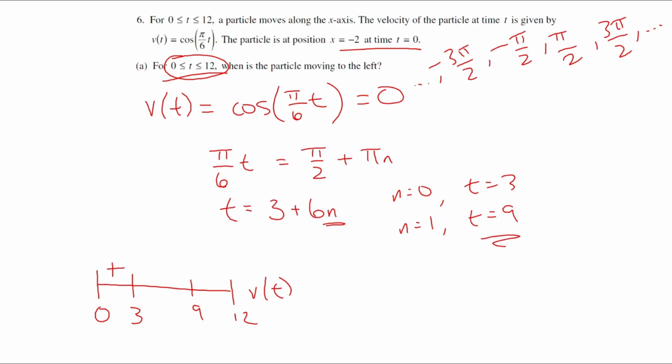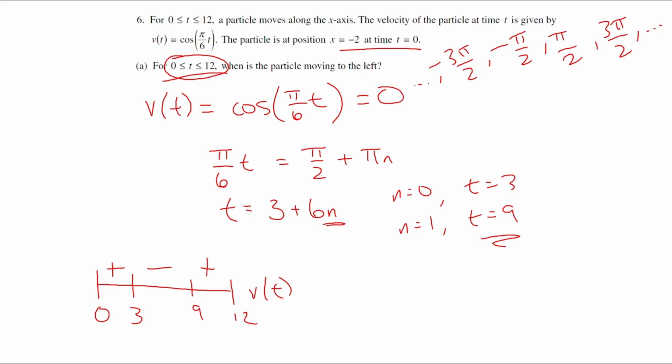But if we plug in something like 6, we get the cosine of pi. And we know the cosine of pi is -1, so it's negative on this interval. And something larger than 9 but less than 12, let's say like 10, right? That's going to be the cosine of 10 pi over 6 or 5 pi over 3. That's in the fourth quadrant where we know cosine is positive.